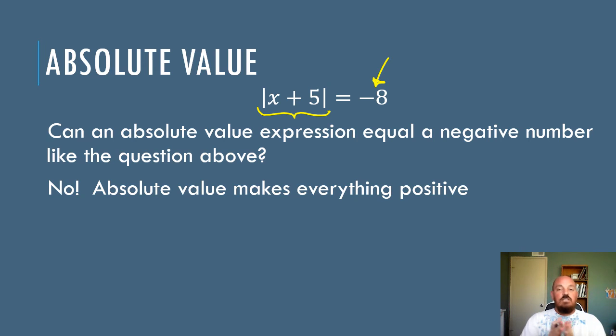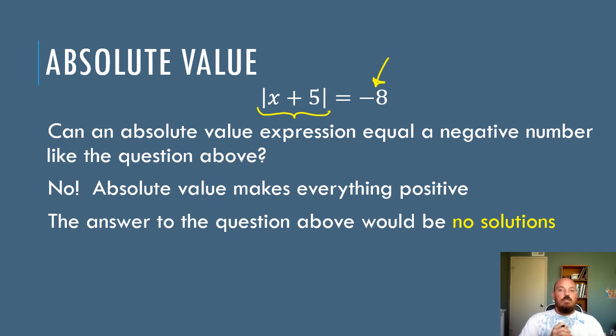So if you ever see an equation like this, where you have an absolute value expression equal to a negative number, don't try to set up two equations and solve. All you do is write no solutions and move on. There are no answers to this question. There's no x that I can substitute into this equation where the absolute value of some number is going to equal negative 8, because absolute value doesn't work that way.